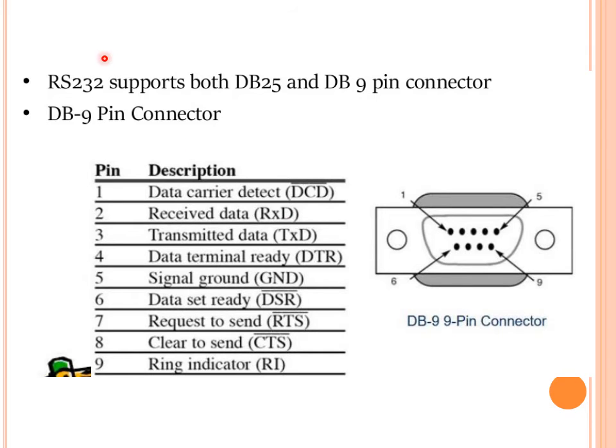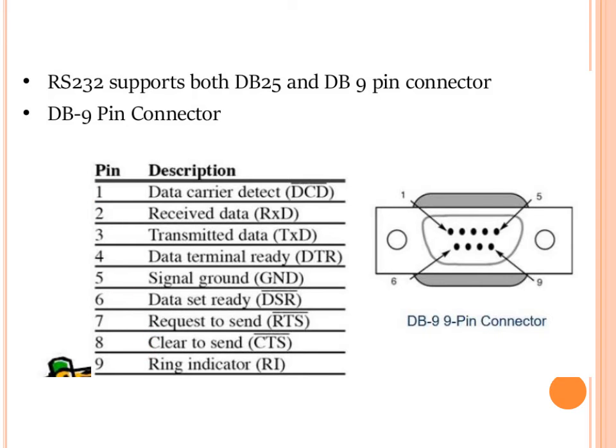Now RS-232 supports both DB25 and DB9 pin connectors. Here we can see the DB9 connector. The upper row has 5 pins and the lower row has 4 pins, so there are 9 pins in total. Pin 1 is data carrier detect, pin 2 receive data, pin 3 transmit data, pin 4 data terminal ready, DTR, pin 5 signal ground, pin 6 data set ready, pin 7 request to send, pin 8 clear to send, and pin 9 ring indicator. This is the description of pins 1 to 9.